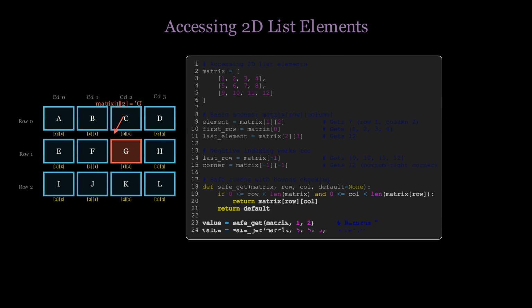Access elements using double indexing, first index for row, second for column. Negative indices work from the end. Always consider bounds checking for robust code.